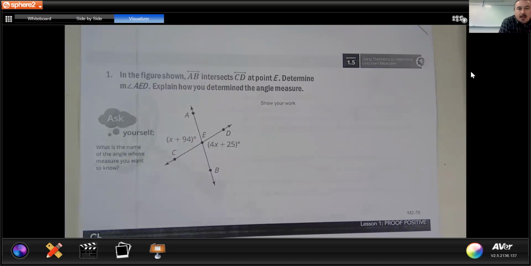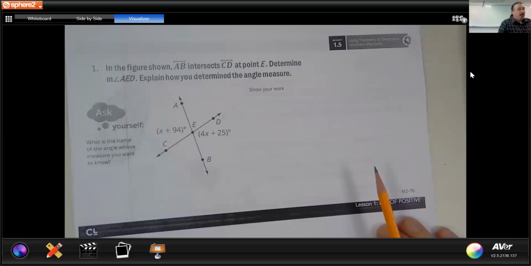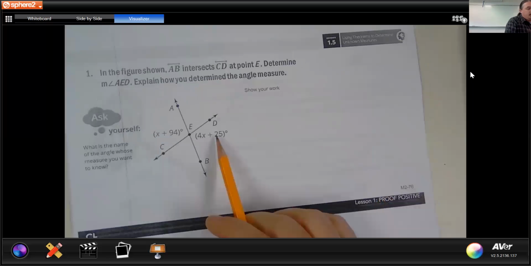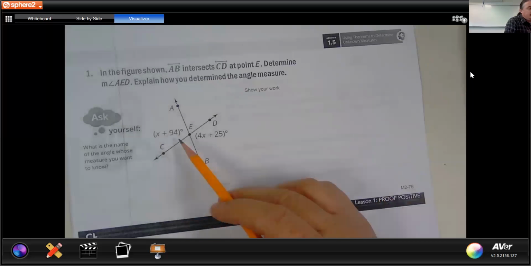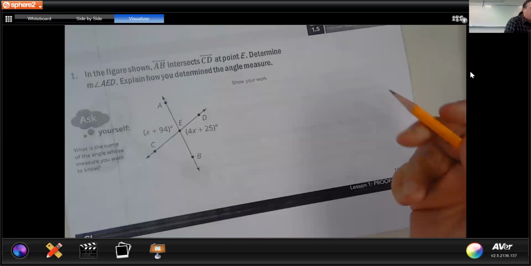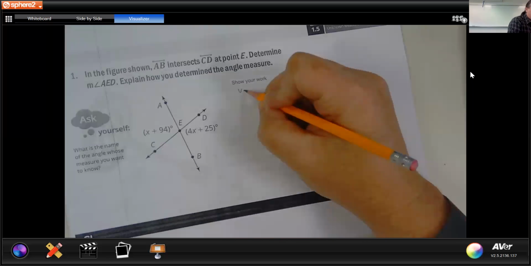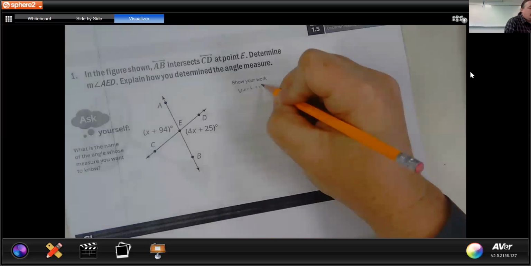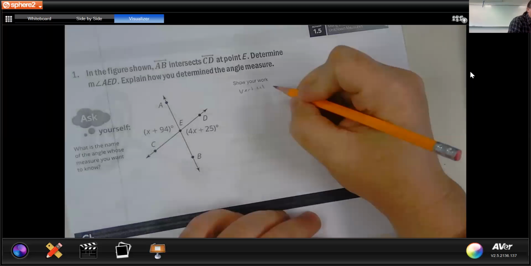So let's start out with what's going on here in this opening activity. There's some things we need to know. One, we need to ask ourselves, what kind of angles do we have here? And these angles are vertical angles. These are vertical angles.